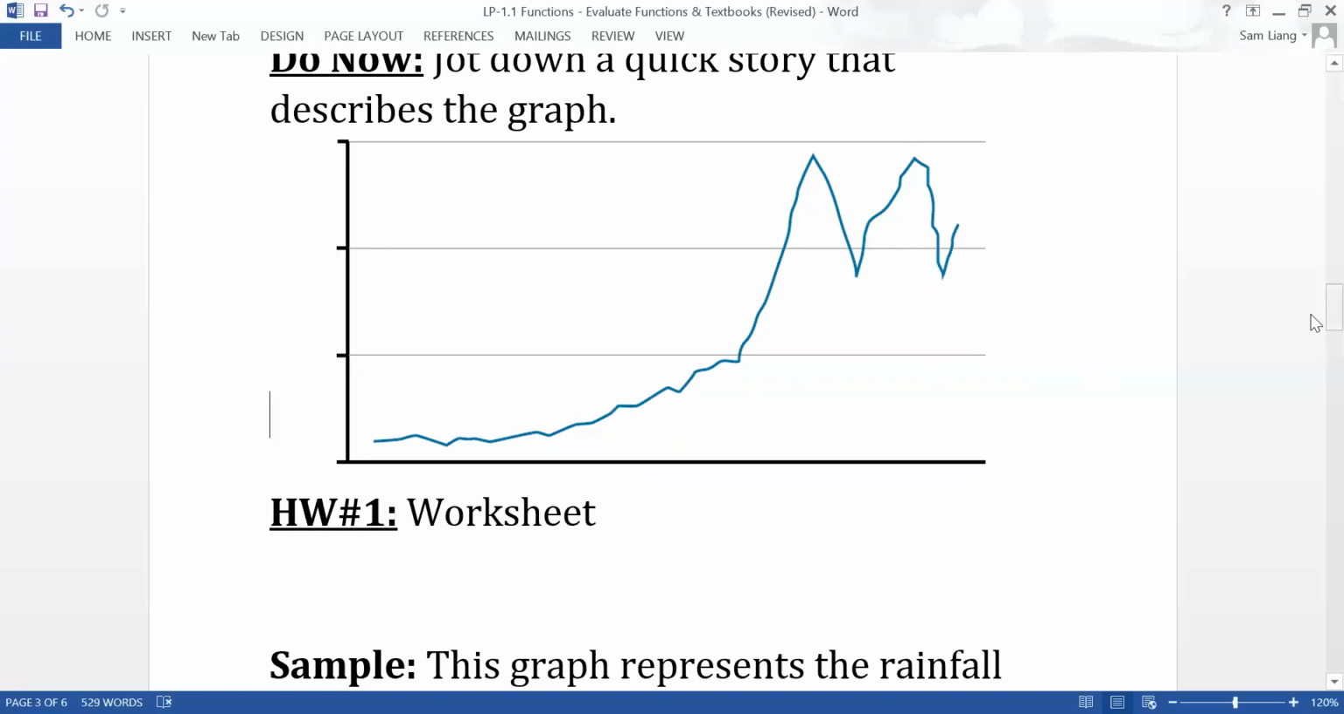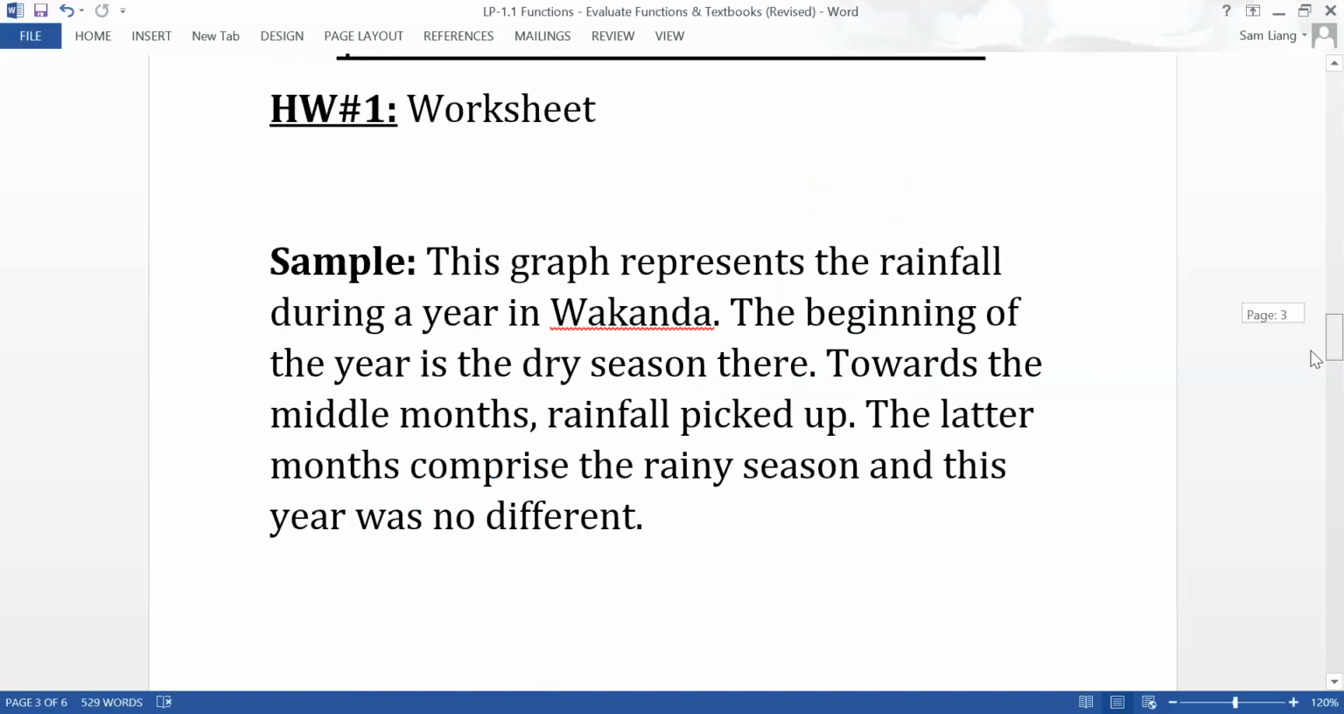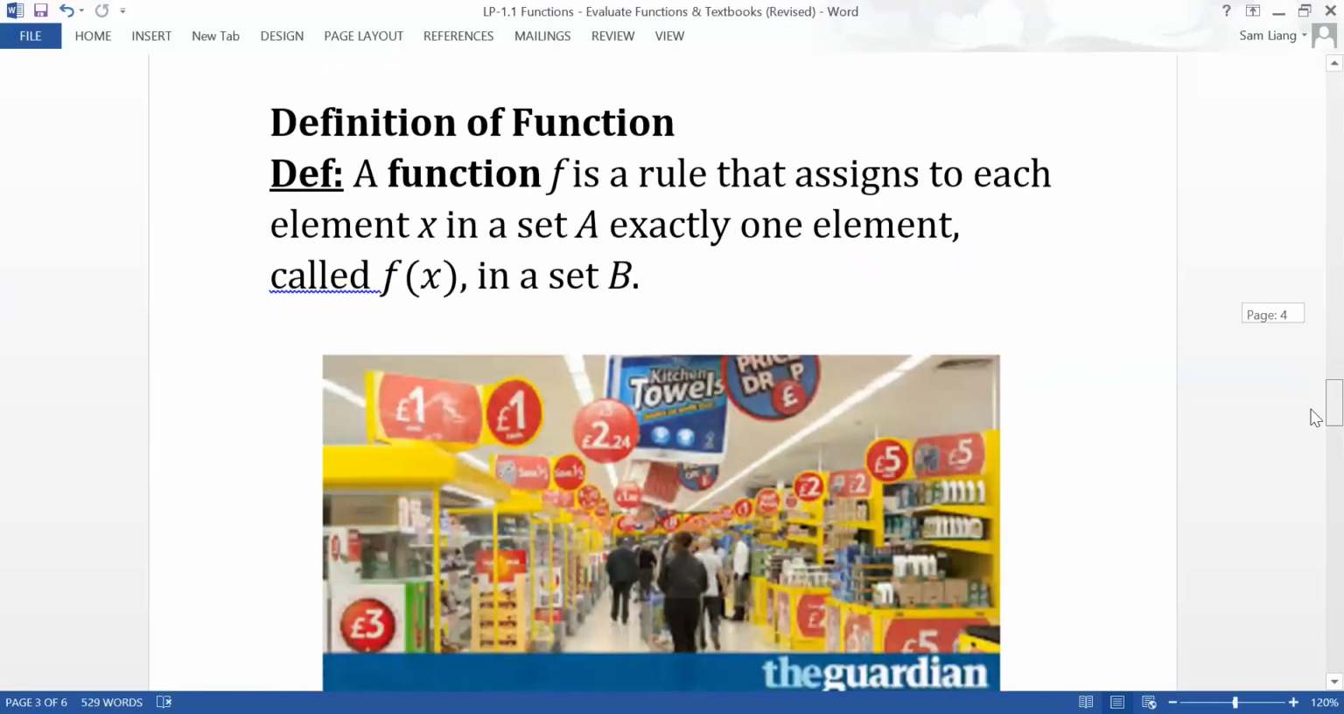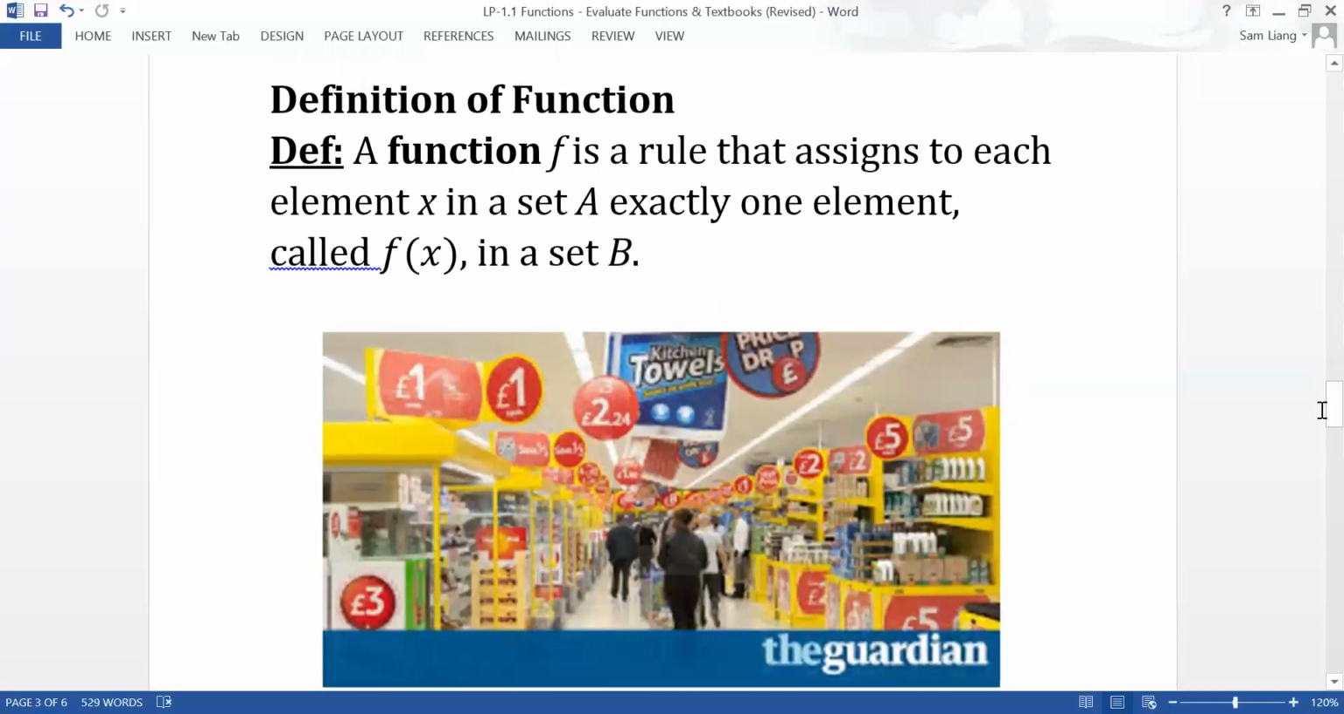Okay, let me move on to the lesson for today. So here we have just a quick definition regarding a function. Today's lesson is going to be really quick because you should have learned this in Algebra 2. So hopefully this is a review for you.